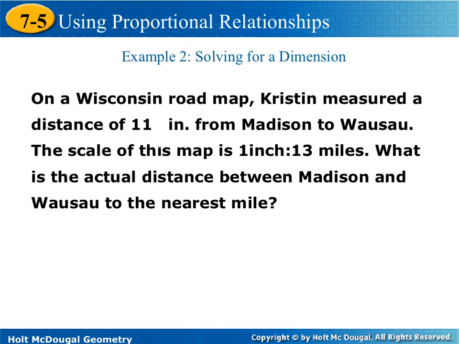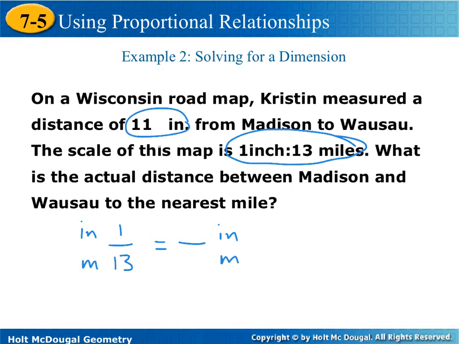11 times 13. Or you would cross multiply. What's the fraction we need to set up? 11 over x, and then, let's start with the scale that it gave us, 1 over 13. So we have inches on top and miles on the bottom. That's going to be equal to inches on top and miles on the bottom, 11 over x. Since 11 is inches, we put 11 on top and x on the bottom.